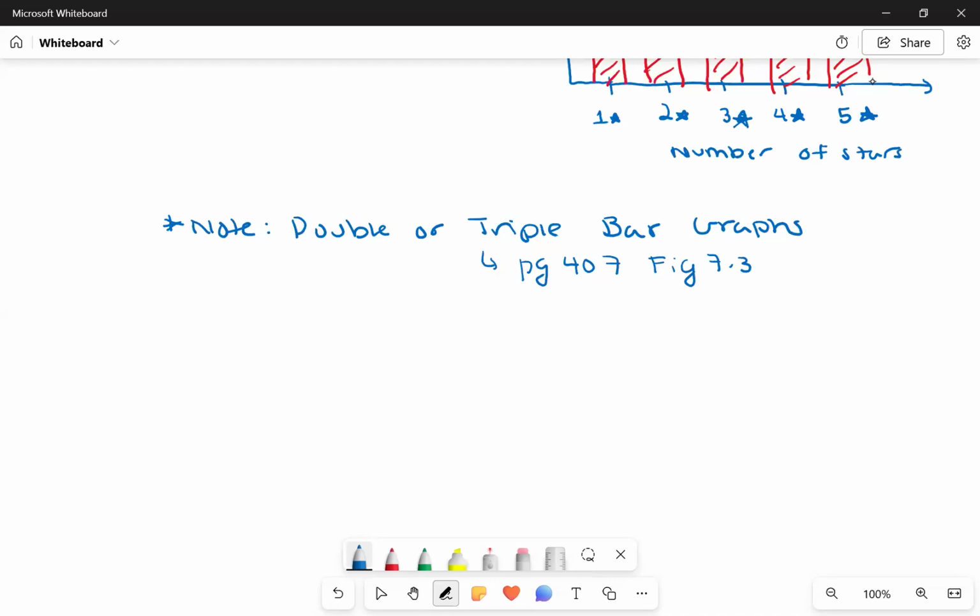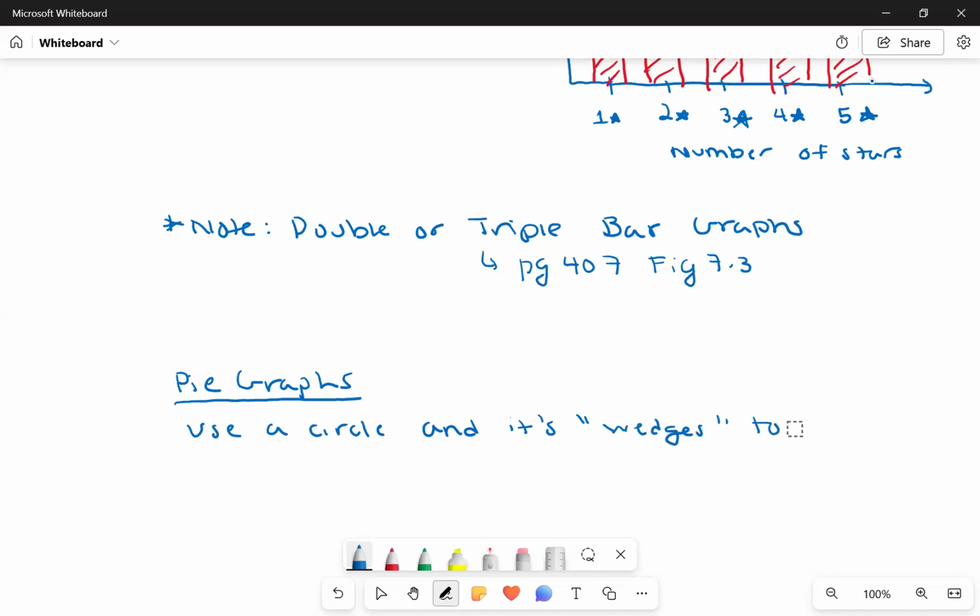The next type of graph we're going to look at are pie graphs or pie charts, however you want to say that, but I think our book calls them pie graphs. So this is obviously where we use a circle. And it's wedges, call it wedges, to represent percents of each category. So again, we're still talking about categorical data.